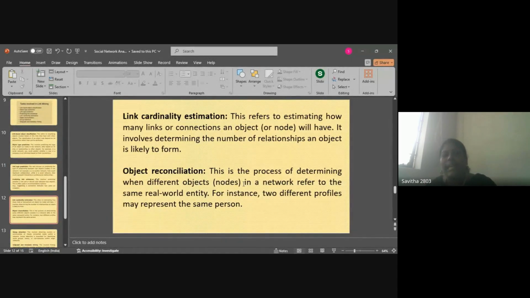Okay, then link cardinality estimation. So estimating how many links an object might have. That means in a network, some co-authorship networks will be there.